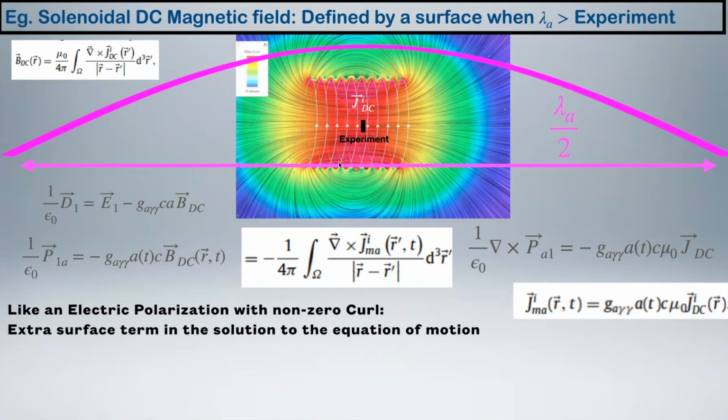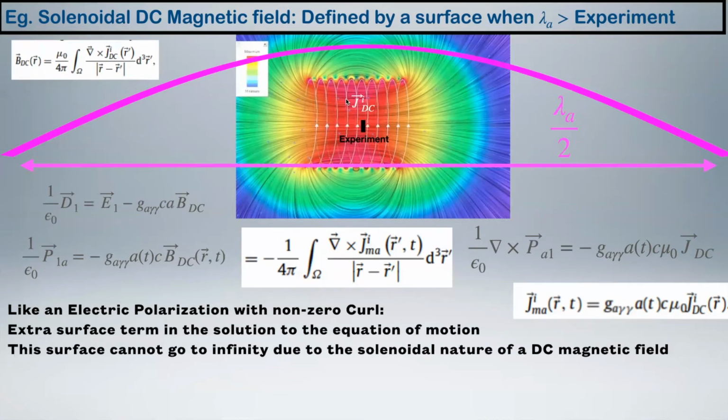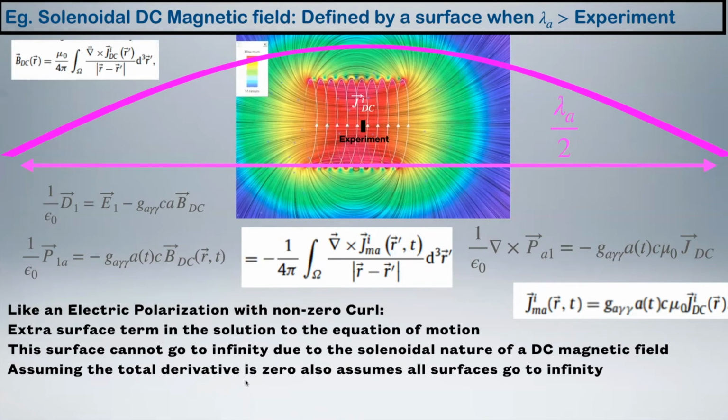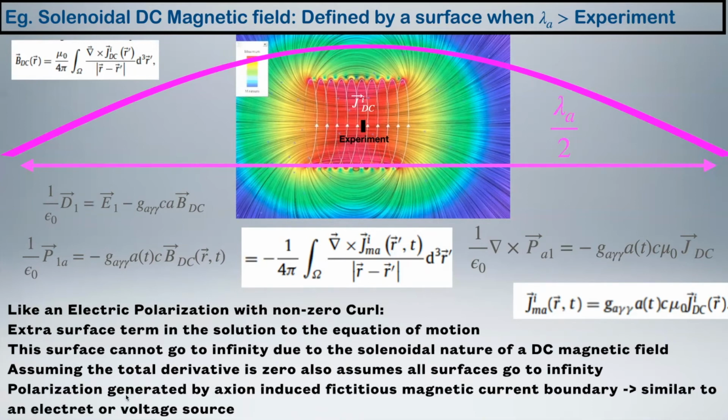There's an extra surface term in the solution to the equation of motion. The surface cannot go to infinity due to the solenoidal nature of the DC magnetic field. Assuming the total derivative is zero also assumes all surfaces go to infinity. The polarization generated by the axion-induced fictitious magnetic current boundary is similar to an electric voltage source.